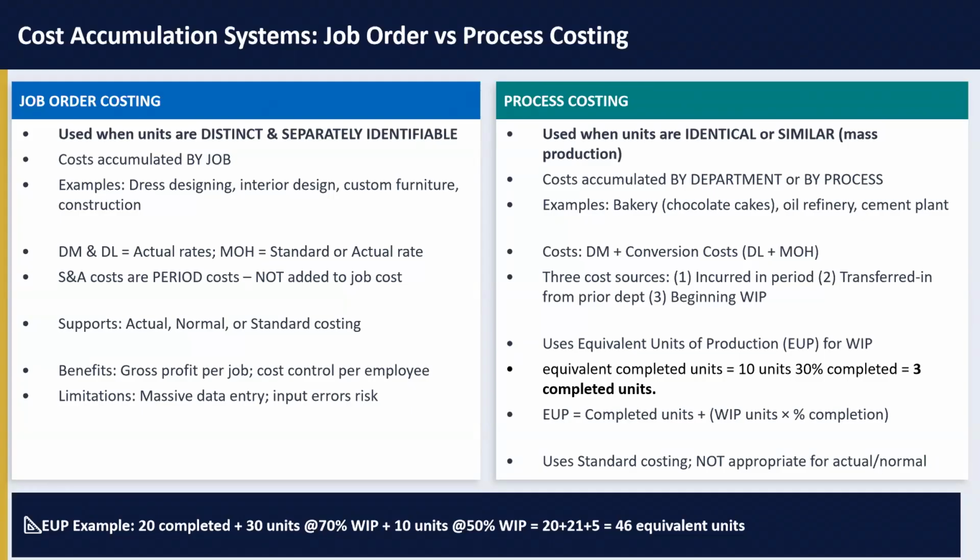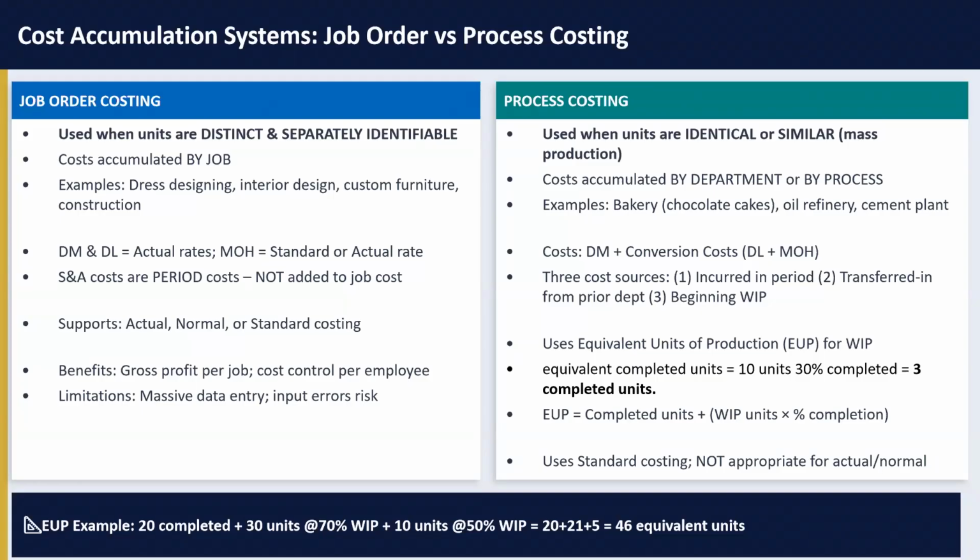Then comes limitations. In job order costing, there will be massive data entry. Every penny you are spending for that product, you will have to list it down, because only then can you arrive at actual cost. So massive data entry will be there, and if any entry is missed, the price will fluctuate. Then again, there is input error risk. Every data point you have to input, as human beings, committing errors can occur normally. That leads to input error risk.